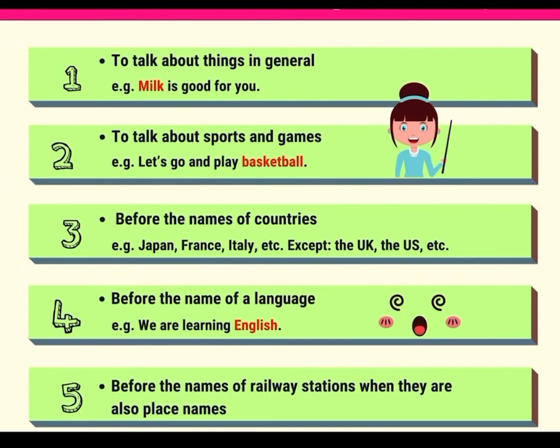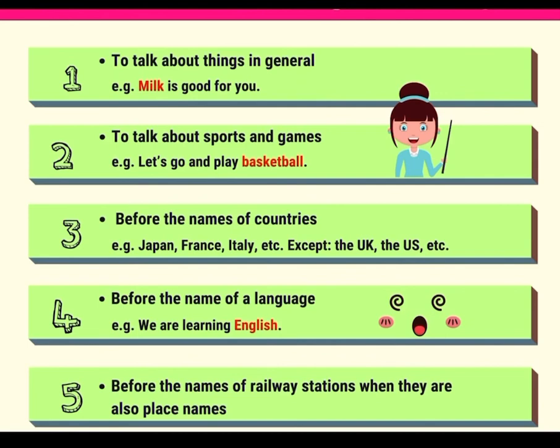When we are talking about sports and games, let's go and play basketball. Shall we play cricket today? So when you are talking about sports and games, it is not important to add any article in front of it. Before the names of countries such as Japan, France, Italy, such countries do not have any articles in front of it. Whereas you know the exceptions, the United Kingdom, UAE, the United States of America, they have article the in front of it. You have to keep that in mind. These are some of the rules.